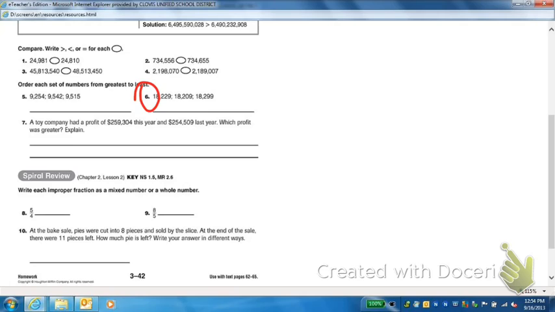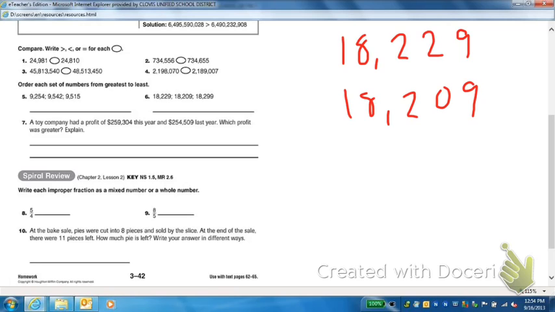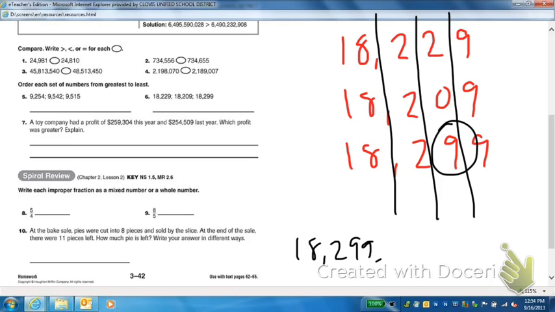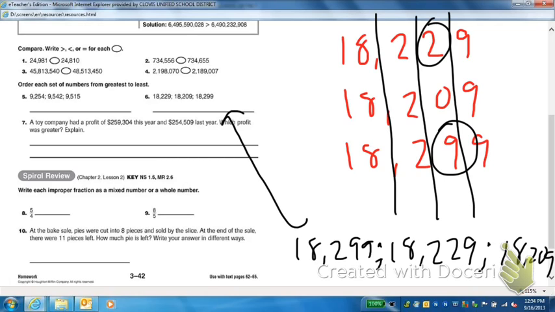Number 6 says, order each set of numbers from greatest to least, so from biggest to smallest. Again, you want to line these numbers up with each other. And then we can start comparing. We've got 18, 2, here we go, 209. You want greatest to least. So this one would be my biggest number, 18,299. The next biggest is going to be 18,229. And then the last number is 18,209. So that will be for number 6.